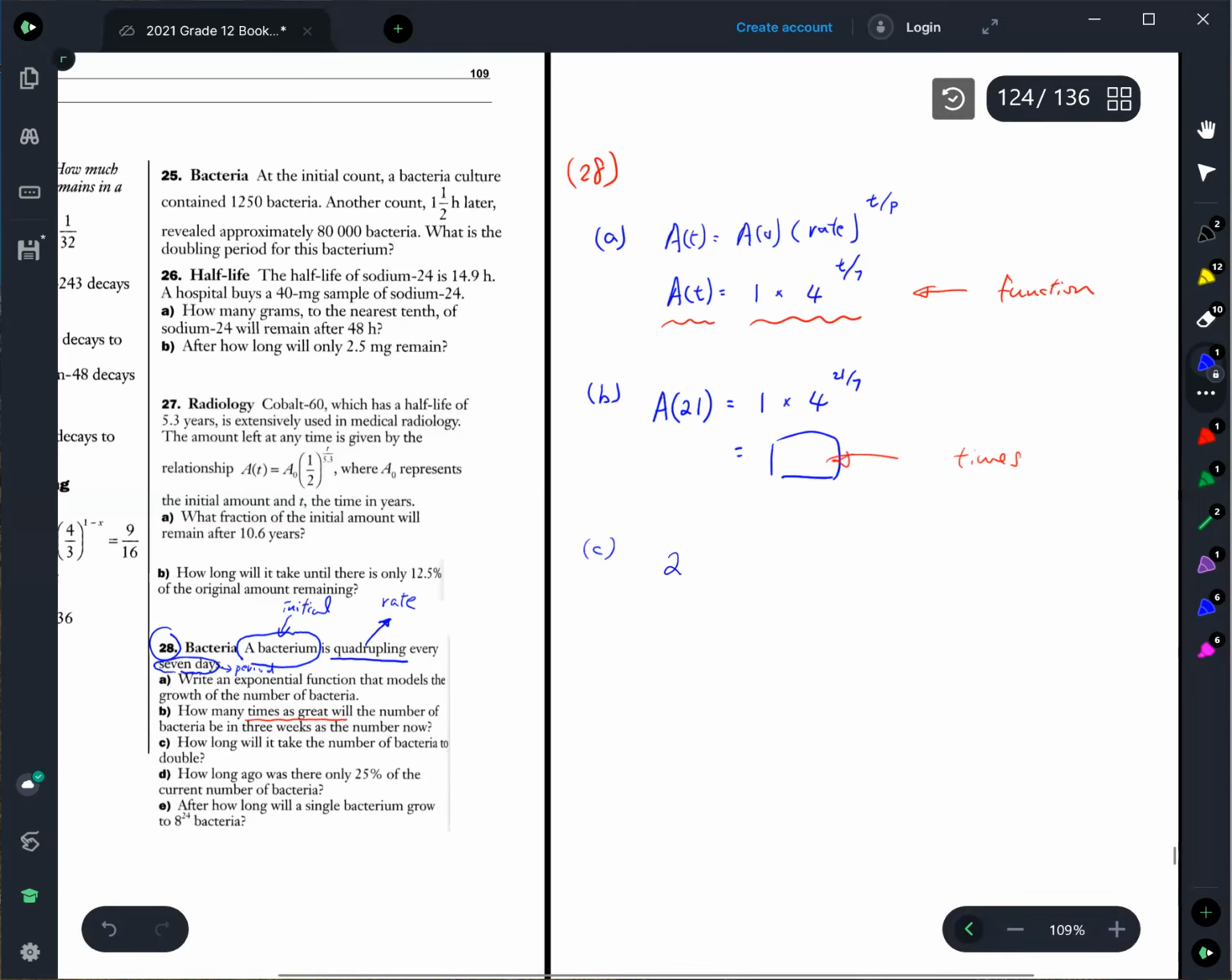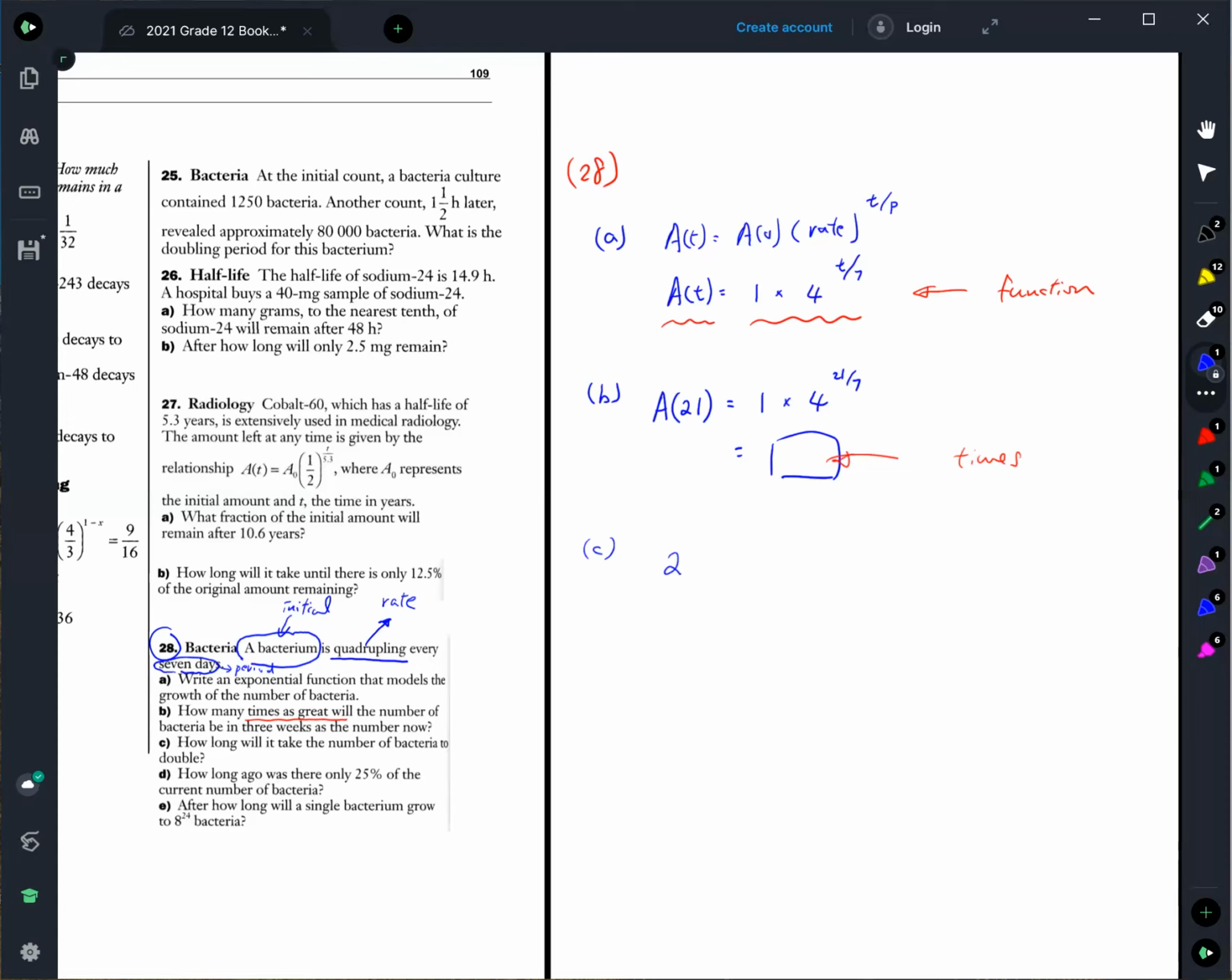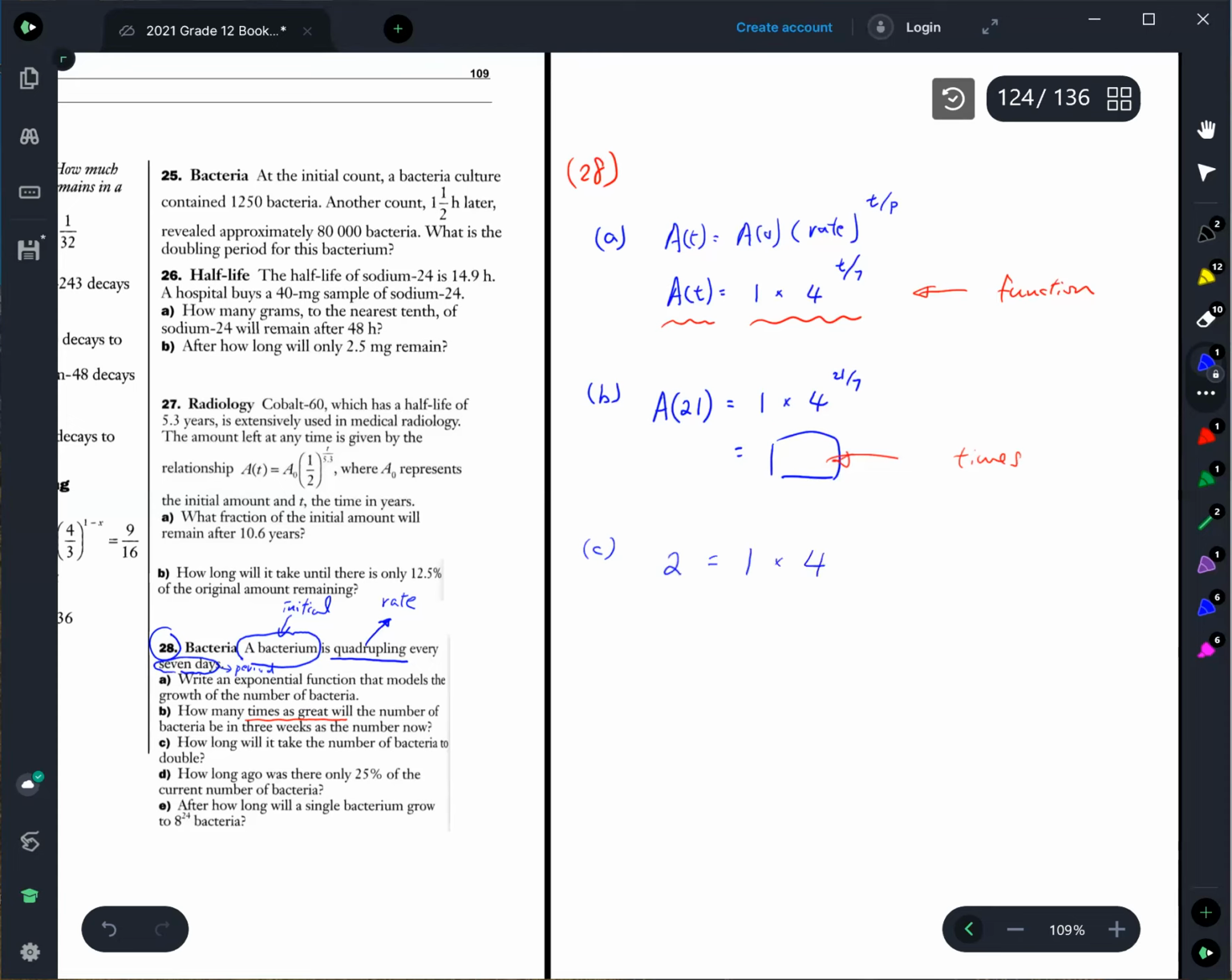So you write 2 for the final. You start with 1 and then to the T over 7. Okay, so the 1, it doesn't have to be there. Anything times 1 just stay the same, right? So you could also just write it like this.